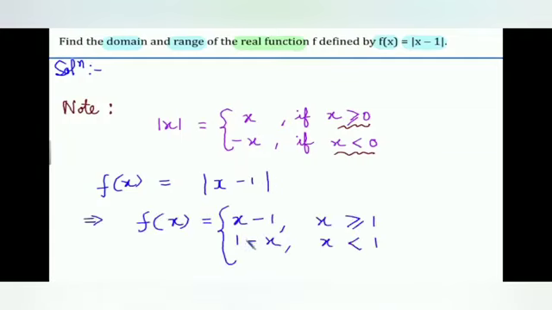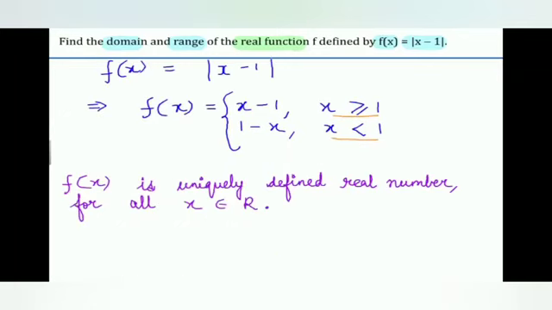Here f of x is equal to modulus of x minus 1. So your f of x becomes x minus 1, positive where x greater or equal to 1 and negative when x less than 1, right? So you have to just change the sign of x minus 1 to convert it to 1 minus x when x less than 1. So f of x is uniquely defined real number for all x belongs to R.